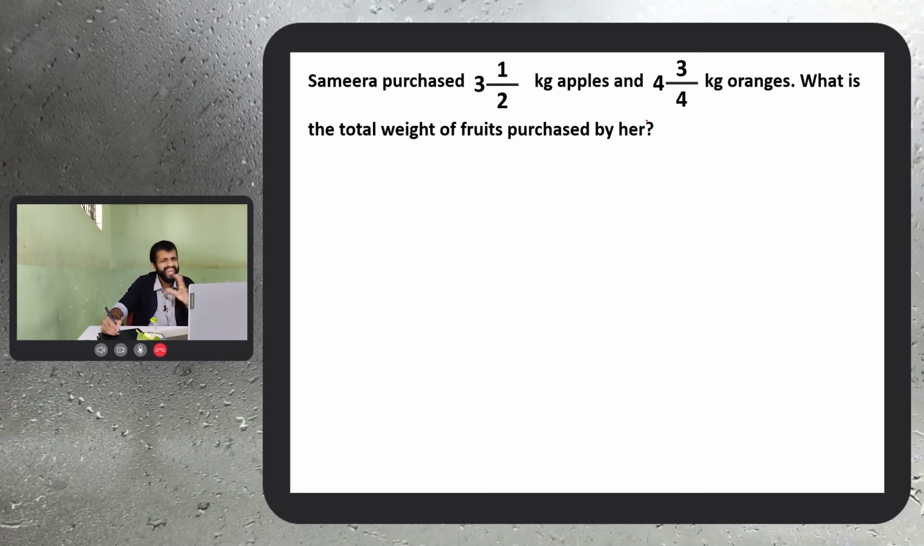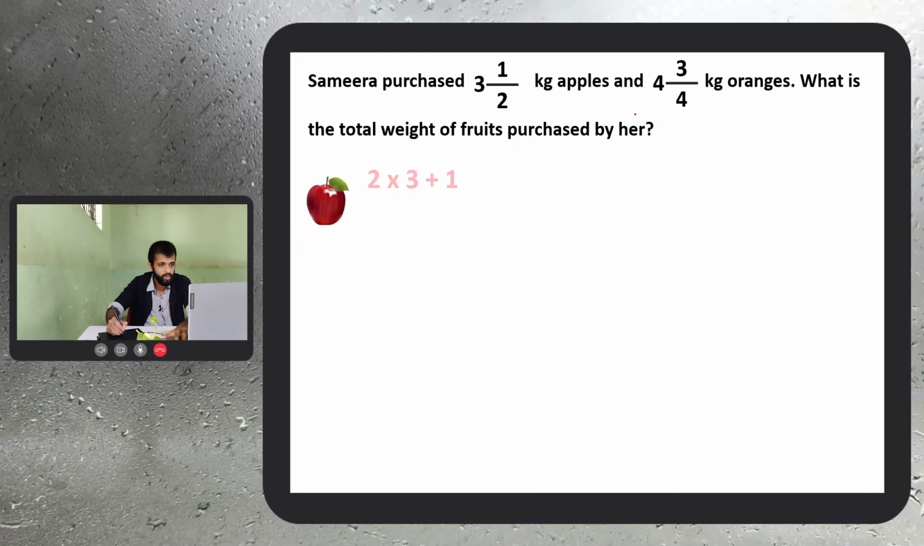In any kind of problem, whenever there is a mixed fraction, to even start solving it, you need to convert it into an improper fraction, otherwise you can't solve. They are all mixed in the bag, so I need to separate them and write them properly. So first of all, we are going to convert that 3 1 upon 2 and 4 3 upon 4 into improper fractions.